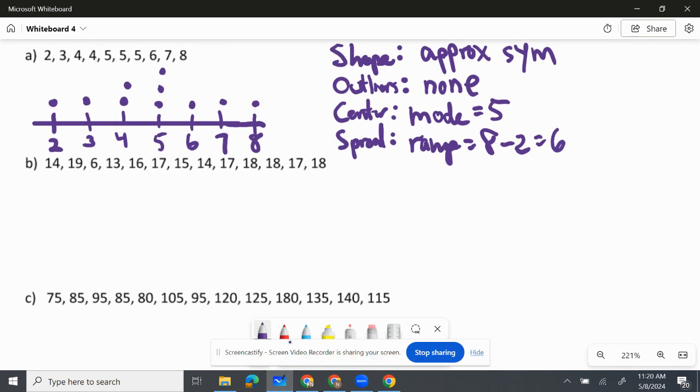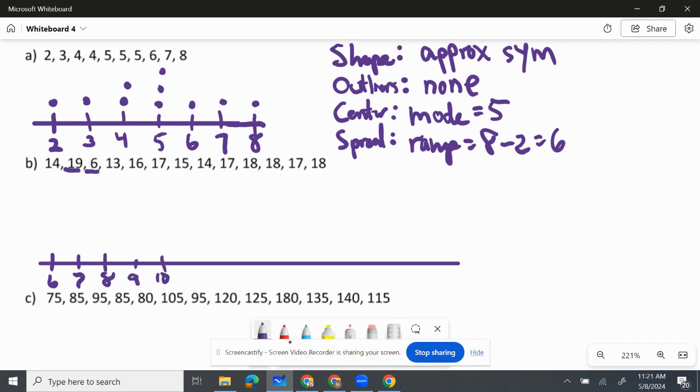So for letter B, we're going to do the same thing. We're going to draw our number line, and we're going to start with our least value, which is 6, and our greatest value is 19. So we have 6, and we're going to continue. And we're going to put dots above each one. So we have 14, we have 19. Oops, I forgot the 19.